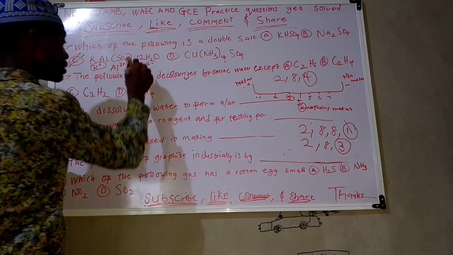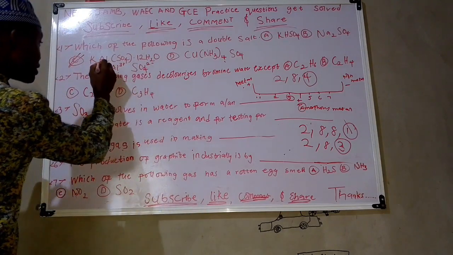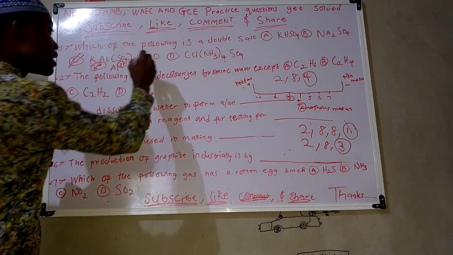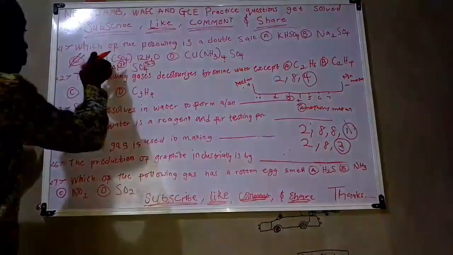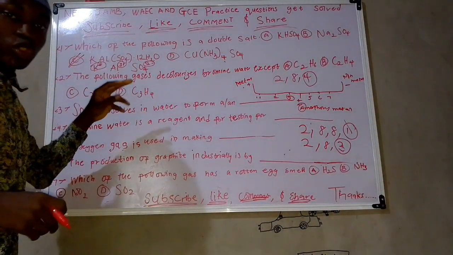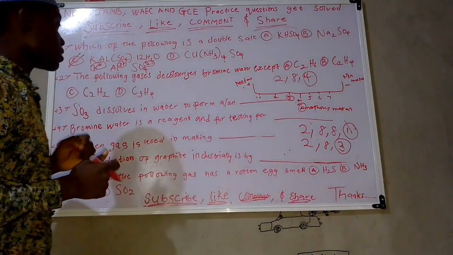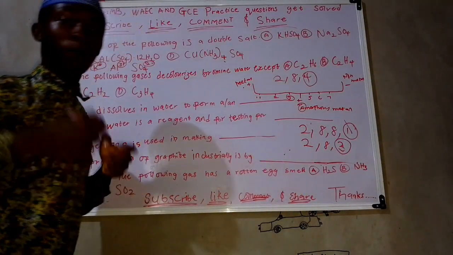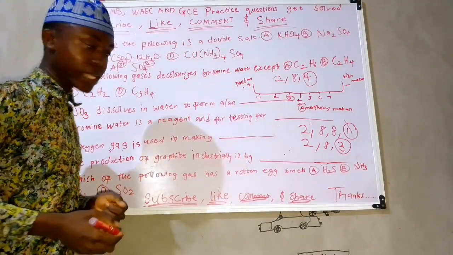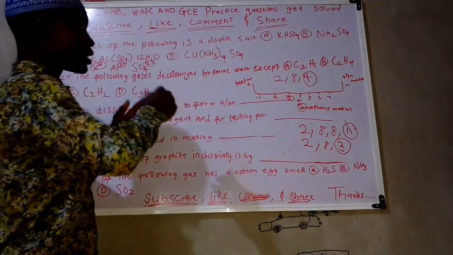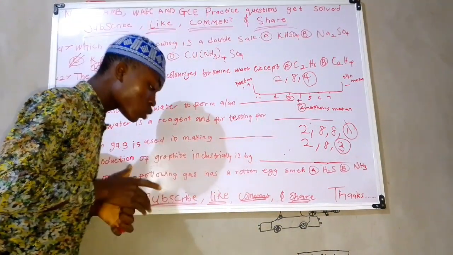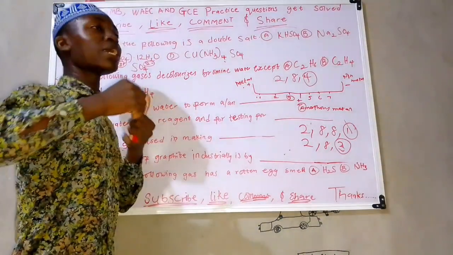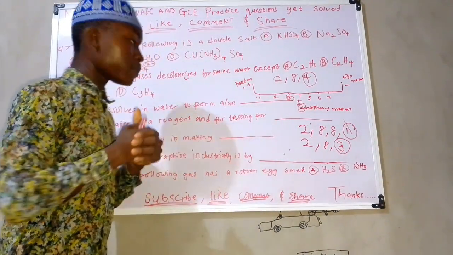SO4 2 minus is a radical. So you can see this is a cation, this is a cation, and this is an anion. So a typical example of a double salt is simply aluminum potassium sulphate dodecahydrate, and it is also known as potash alum.